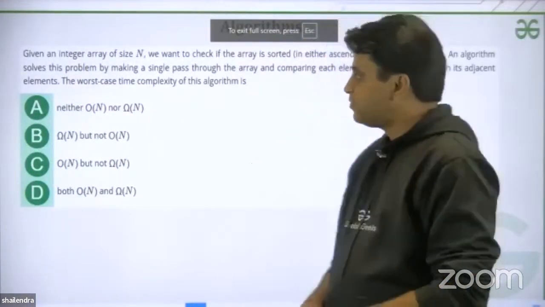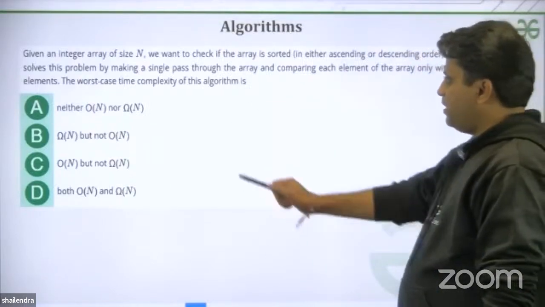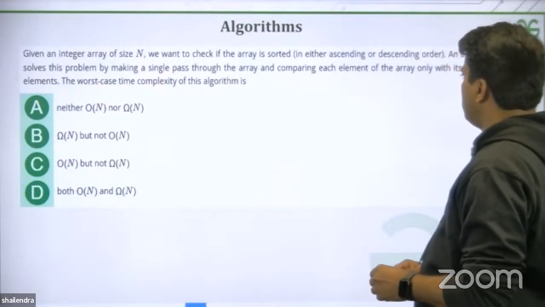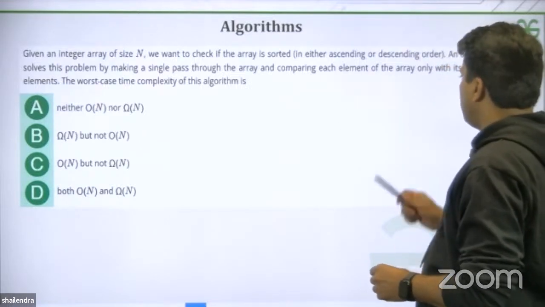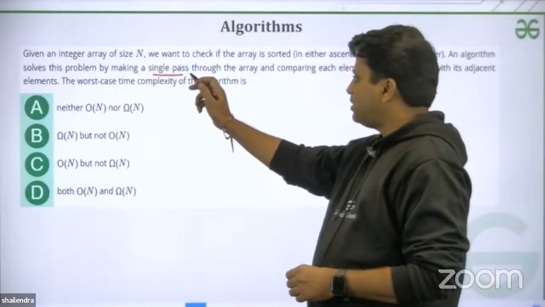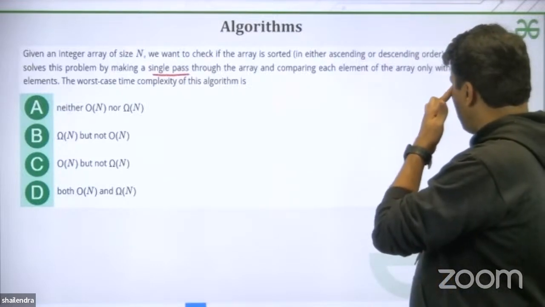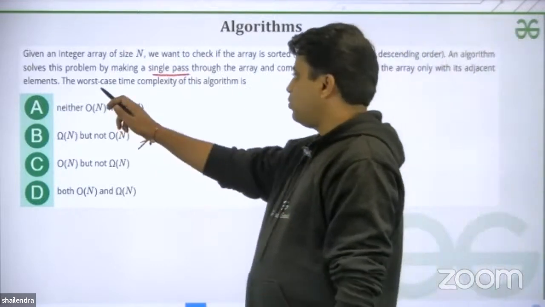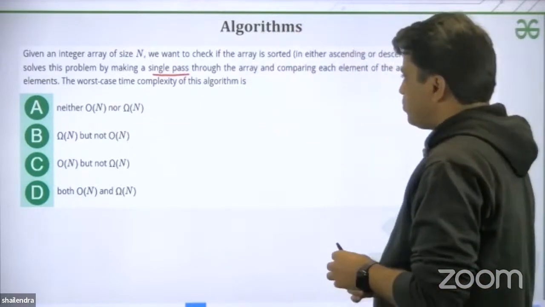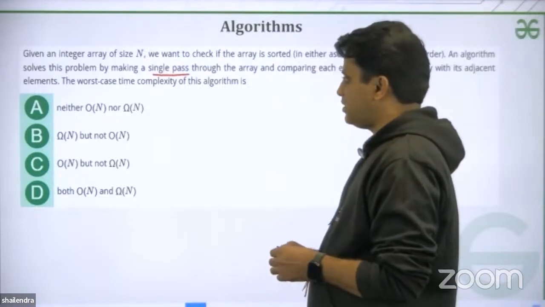This is the first question. Given an integer array of size n, we want to check if the array is sorted in either ascending or descending order. An algorithm solves this problem by making a single pass through the array and comparing each element of the array only with its adjacent element. The worst case time complexity of this algorithm. So basically, in this question, we have to check whether this array is sorted or not sorted, right? In a single pass, right?